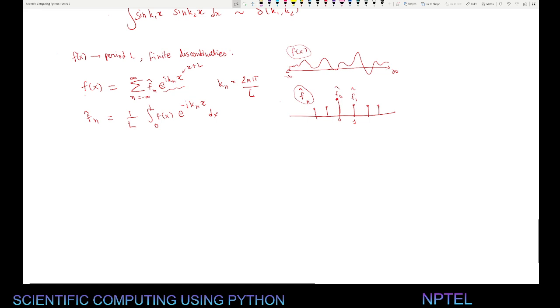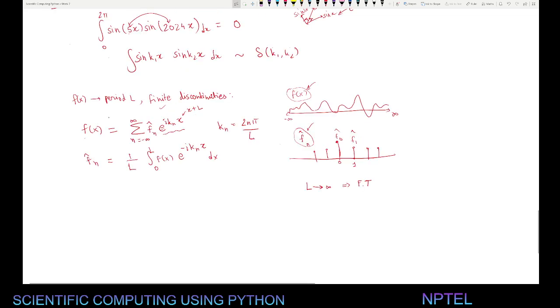But the resolution is that since f(x) is periodic, and since we have only finite discontinuities, and also the derivative has to be bounded, and there are some conditions, they ensure that all the information that is contained in f(x) can be contained in these discrete fn's. Okay, so it's interesting. And as you take this period L to infinity, you go to real Fourier transforms. Ideally this should be called Fourier series, not Fourier transform, but that's alright.